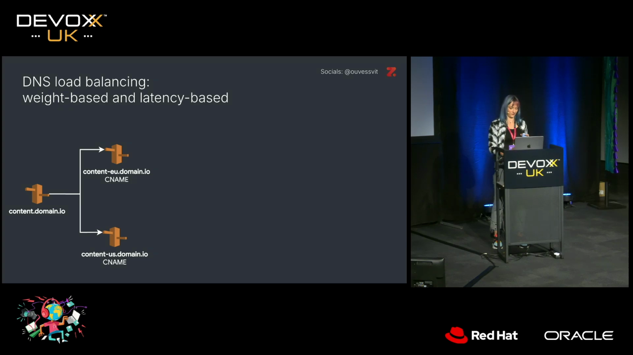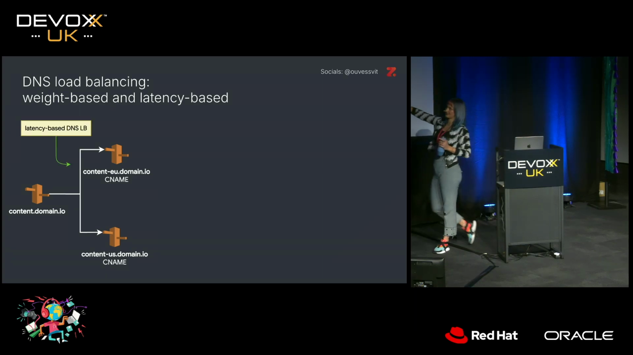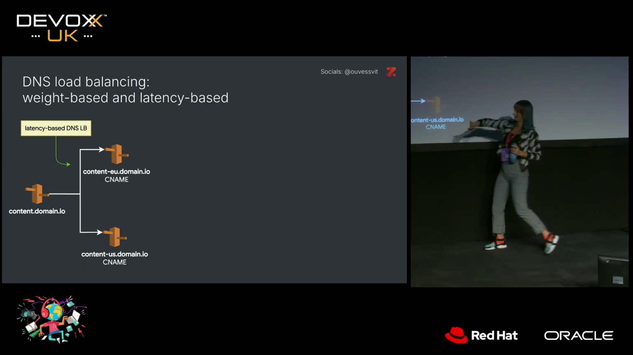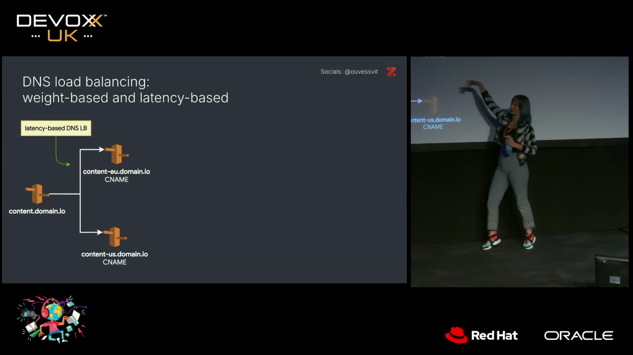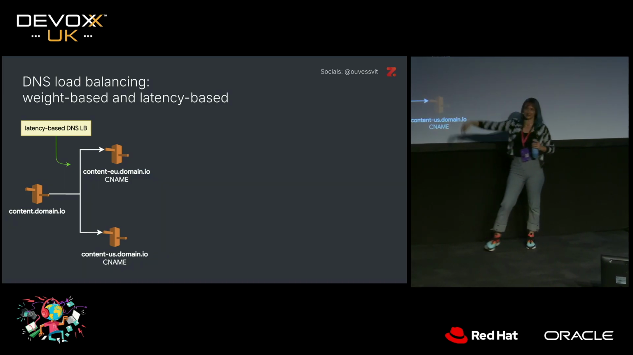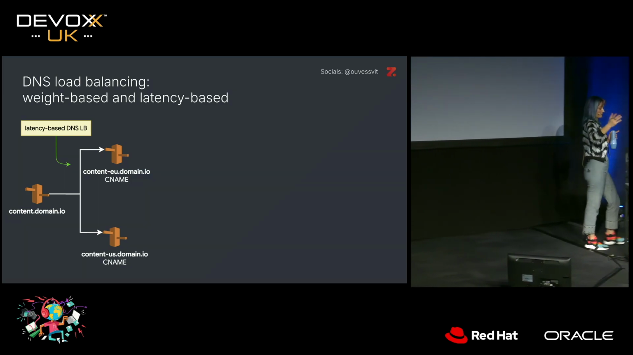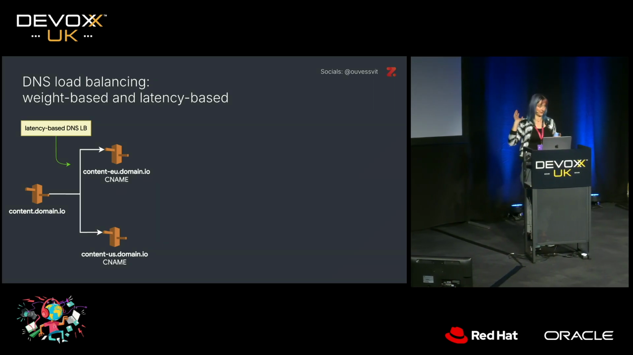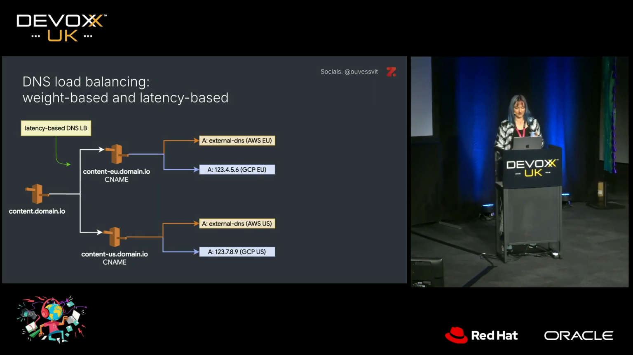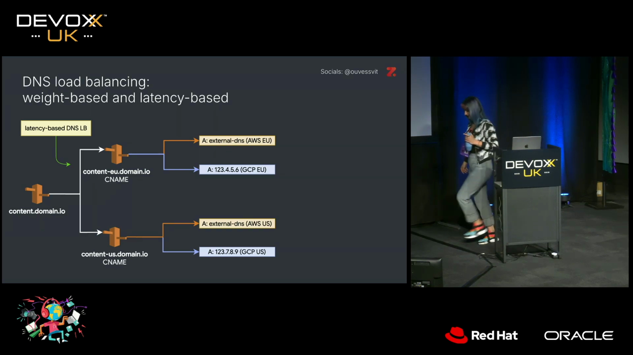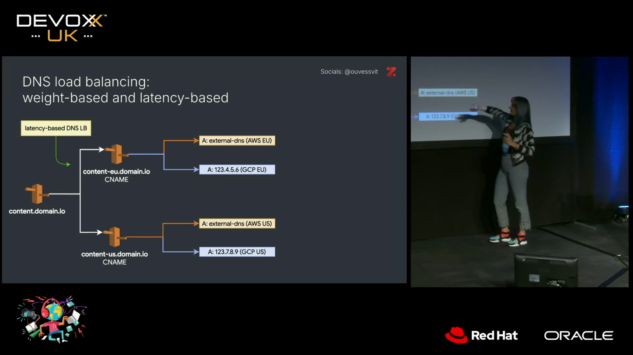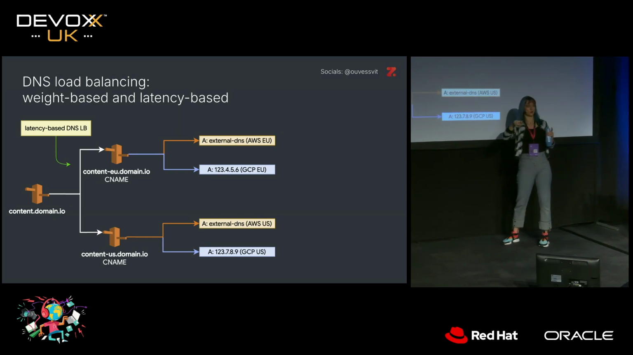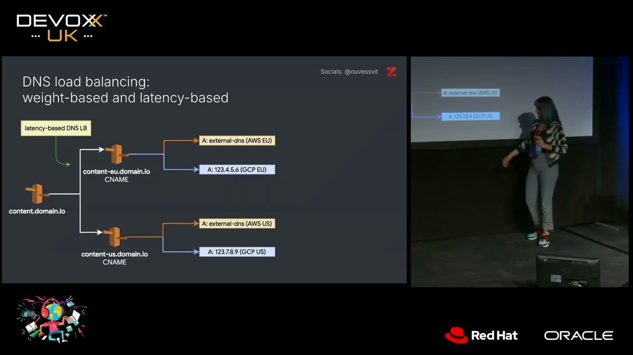For the different regions, you do a latency-based DNS load balancing where you have your main domain and then CNAMEs that will eventually point to something else. And then you do latency-based load balancing. Wherever the request is coming from, it will go to the nearest DNS endpoint. And then you add A records, or CNAME records, that point to your ingresses on each cluster.